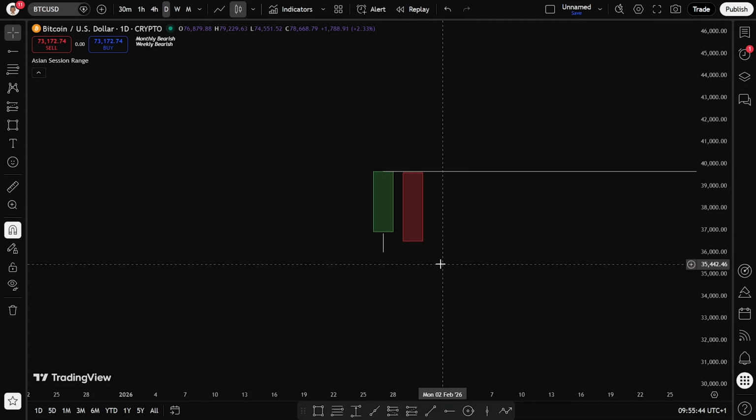So the way it works is when you see a bullish candle followed by a bearish candle, that's a resistance level.